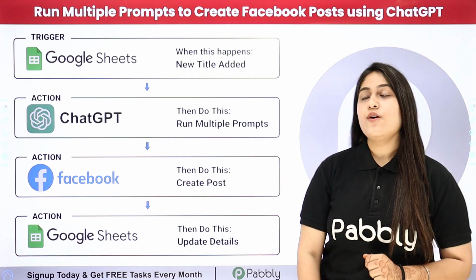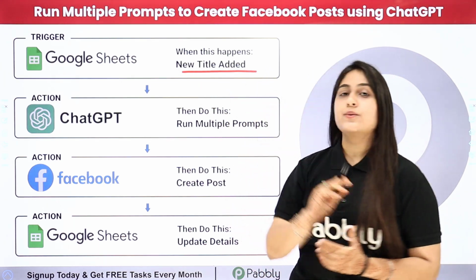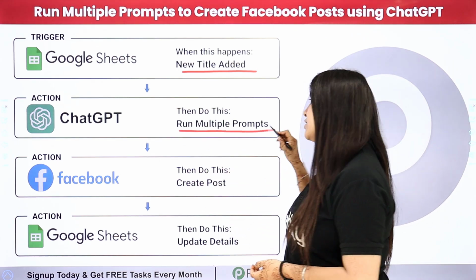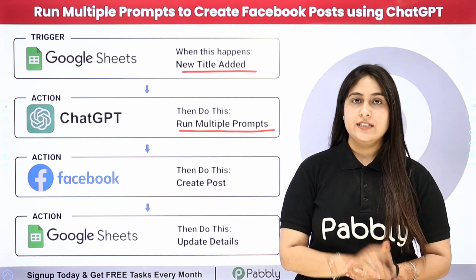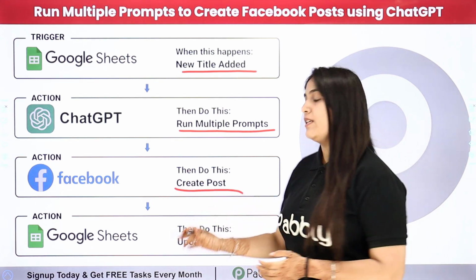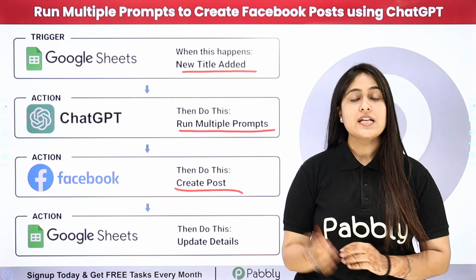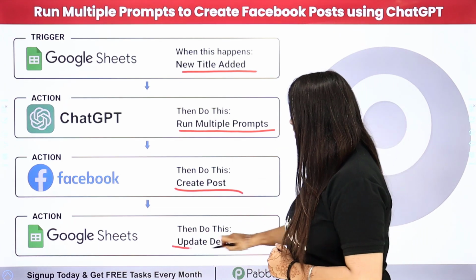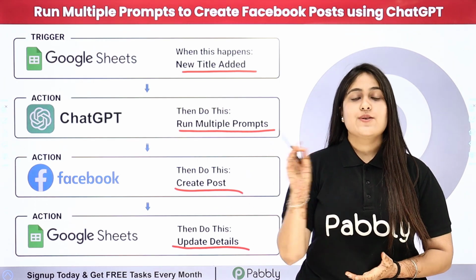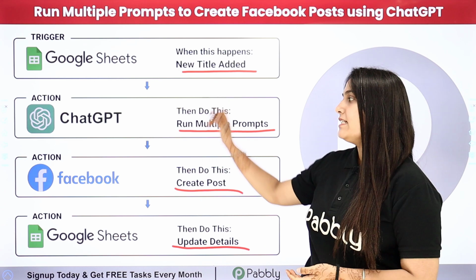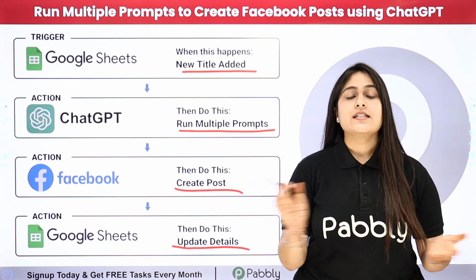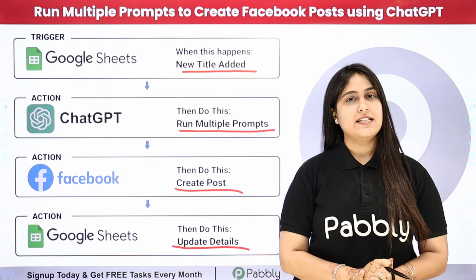So here in this case I want that whenever I add a new title in my Google Sheets, then automatically using that title some prompt should be run in my ChatGPT account and create a new content. After generating the new content, I want to create a new post in my Facebook account, and after creating the new post, I want my Google Sheet to be updated with the newly generated content so that I can record all my post details. To build this connection, I need to connect these applications using an automation software named Pabbly Connect. To learn this process step by step, let me take you to my screen.